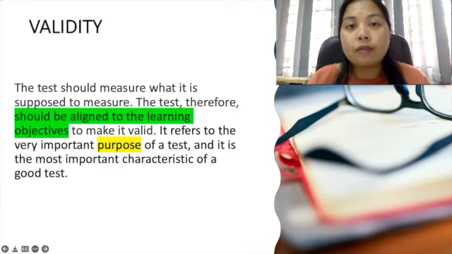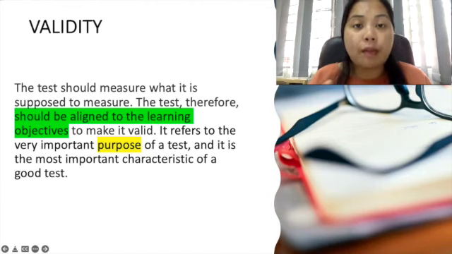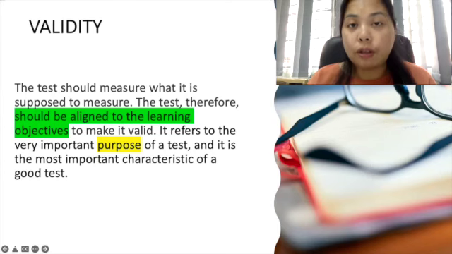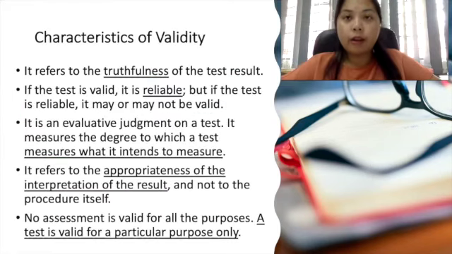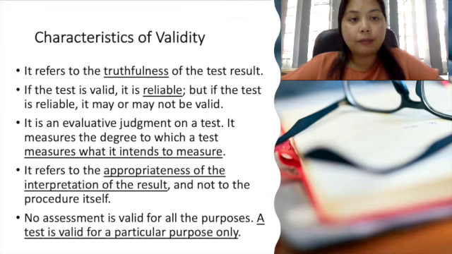Another characteristic of a good test is validity. A test is said to be valid if it measures what it is supposed to measure. In doing so, the test must be aligned to the learning objectives to serve its purpose. The following are the characteristics of validity. It refers to the truthfulness of the test result. If the test is valid, it is reliable.